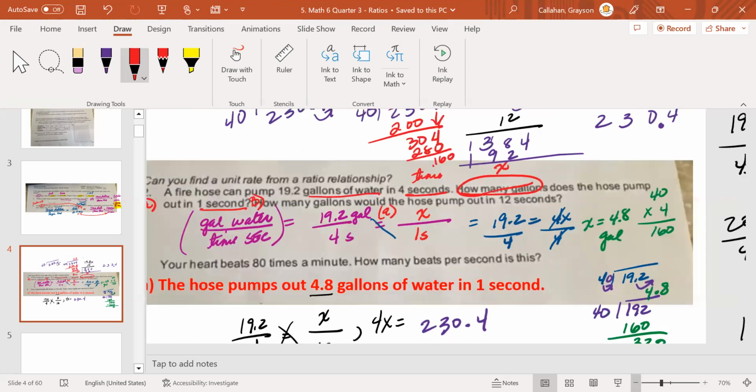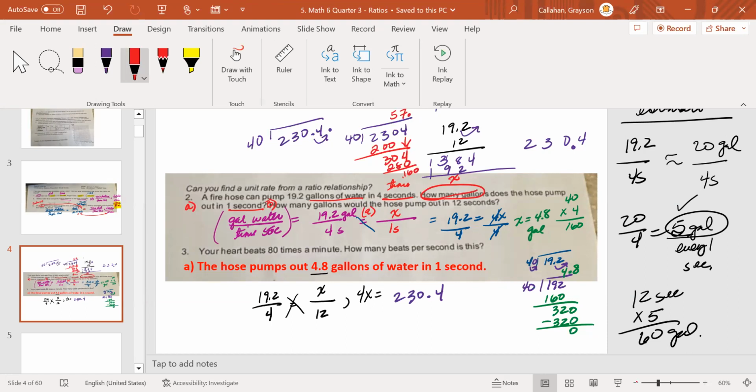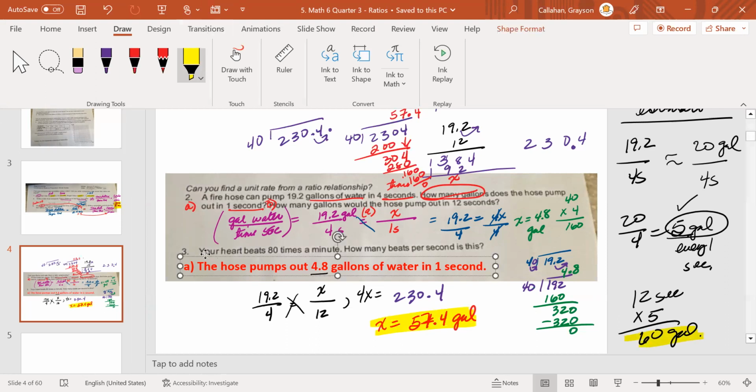Now, if I put a 0 there, remember you've got to put a decimal on top, and it's perfect because 40 times 4 is 160, right? Which then gives you a remainder of 0. So x equals 57.6. Is this gallons or is this seconds? So the question asks you, how many gallons does the pump pump out? 57.6. And that's a pretty good estimate because didn't we say it's about 60 gallons when we did the estimation here?